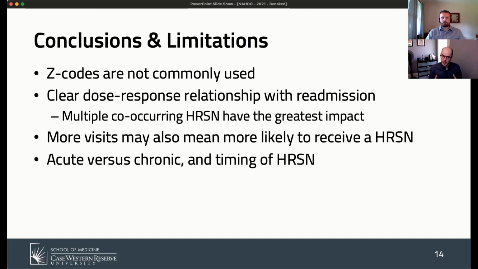And there's 2 limitations here I want to highlight. The first is that more visits to a care provider may mean more attention to those Z codes and more likely to receive a health-related social need diagnosis. And we were unable to assess acute versus chronic, as well as the timing of these Z codes with respect to readmission. So these are areas of future work, but overall, we think we have a very nice story here that shows the utility of these Z codes.